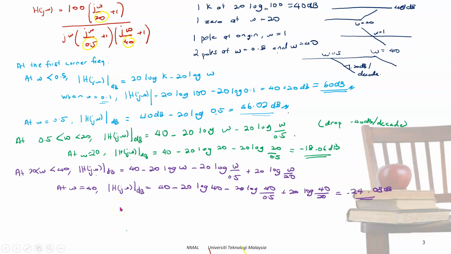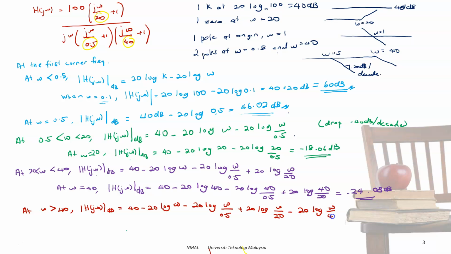So we derive the equation at omega bigger than 40. At omega greater than 40, |H(jω)| in dB is equal to 40 minus 20 log omega. We derive the equation first: minus 20 log omega divided by 0.5 plus 20 log omega divided by 20. And this time, because 40 is at the denominator, we have to minus 20 log omega divided by 40.